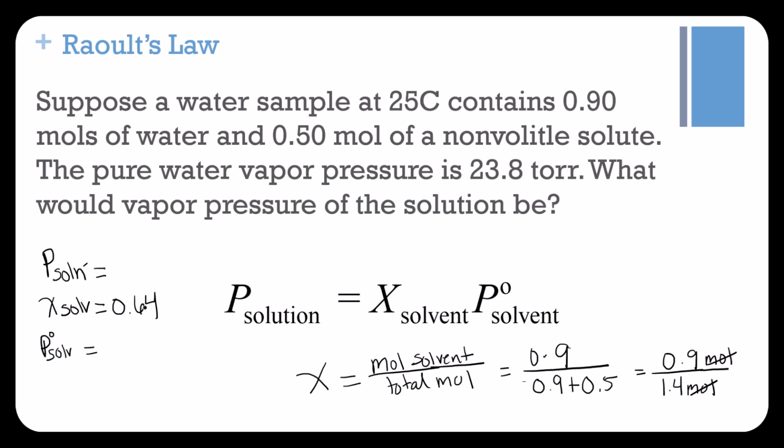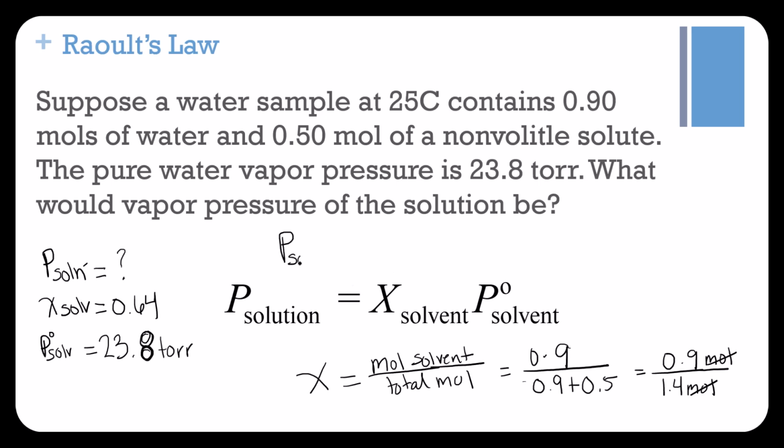So let's continue reading in our problem. Non-volatile solute, done. The pure water vapor pressure is 23.8 torr. So that's telling us when this was a pure substance, the vapor pressure was 23.8 torr. So that's telling us what that standard pressure is for the solvent. And then we are solving for the pressure of solution. Okay. So now we've got 2 out of our 3 variables. Now we just need to plug and chug to solve this.